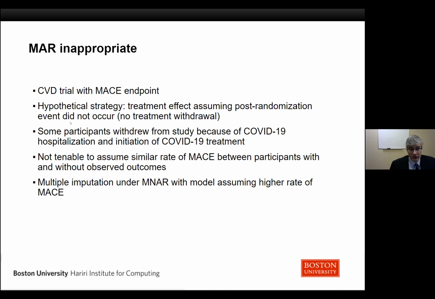Now, another example, still in the same context, would be to think about participants who withdrew from the study because they contracted COVID-19, and thinking that they were treated and survived, then it would not be tenable to assume similar rates of cardiovascular events between participants with and without observed outcome. So in that case, we would implement multiple imputation by making an assumption about the missing not at random mechanism by specifying a higher rate of MACE in case of unobserved outcome.